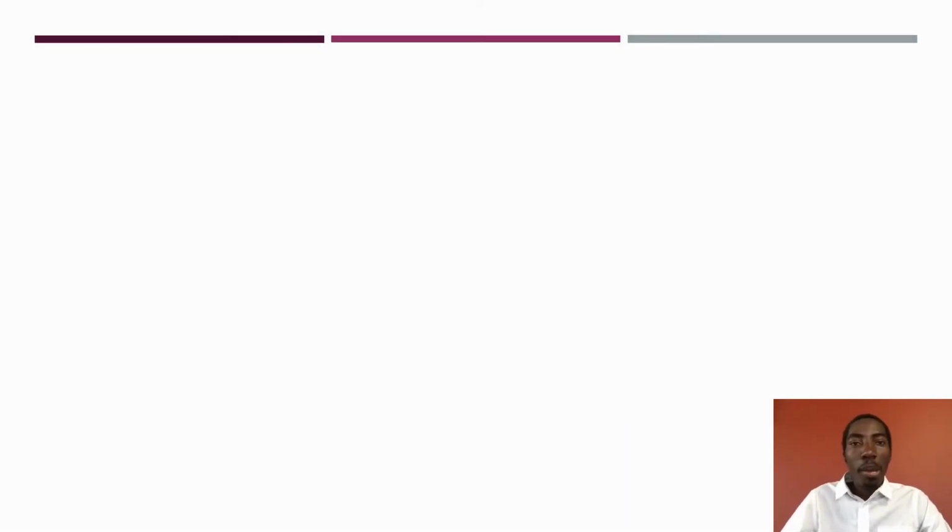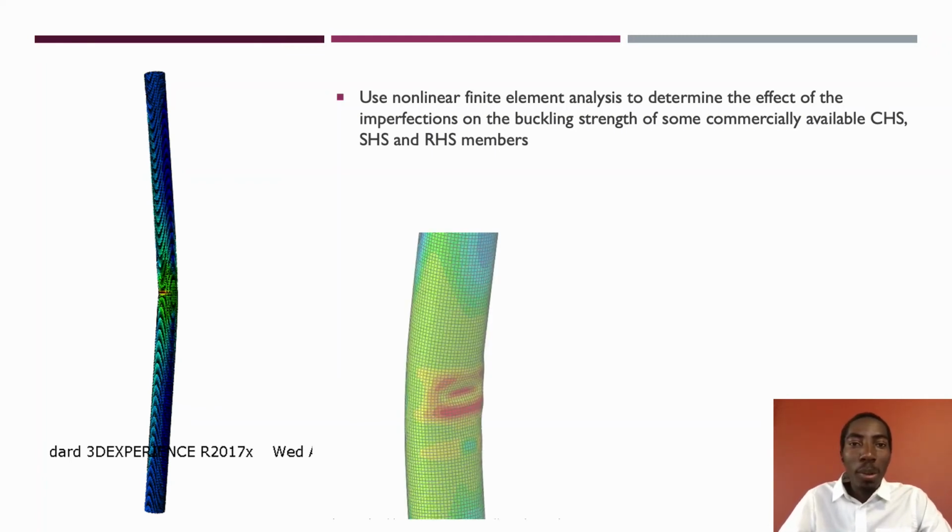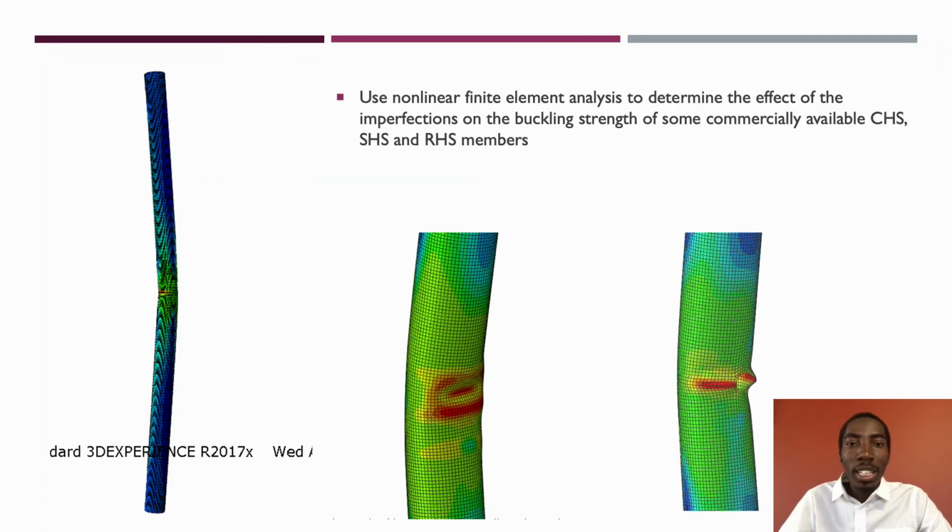And so for my project, I used nonlinear finite element analysis to find out the effect of dent damages on the load carrying capacities of hollow structural sections. My project specifically focuses on the buckling strengths of some commercially available square hollow sections, circular hollow sections, and rectangular hollow sections. I do this by comparing their undamaged buckling strength to their buckling strengths at varying degrees of damage.